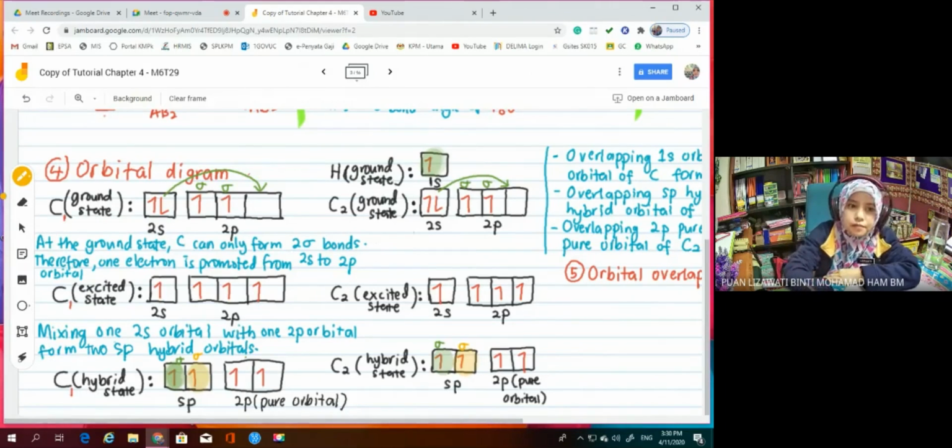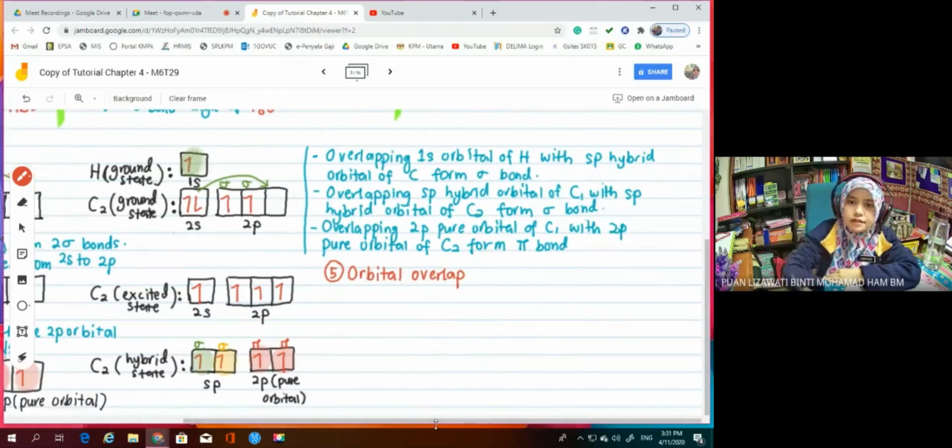Okay, now for the pi bond. The pi bond involves overlapping of the 2p pure orbital of carbon 1 with the 2p pure orbital of carbon 2. The second pi bond is formed when the other 2p pure orbital of carbon 1 overlaps with the 2p orbital of carbon 2. Okay, this is the pi bond, pi bond. So, for the explanation, you can write like this.